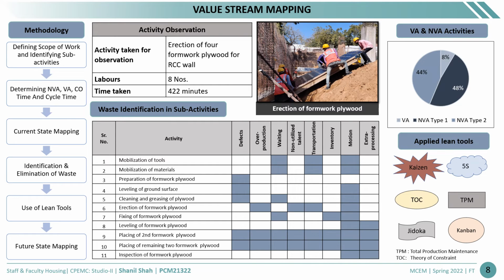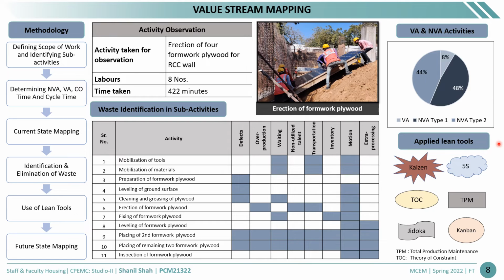Next is the value stream mapping. So the methodology is listed here. So we have observed the erection of 4 formwork plywood, and we have observed it for 422 minutes. So the waste present in each sub-activity is listed here. So in mobilization of tools, the waste present is waiting, transportation and motion. Then the total value added time is 8%, and NVA type 1 is 48%.